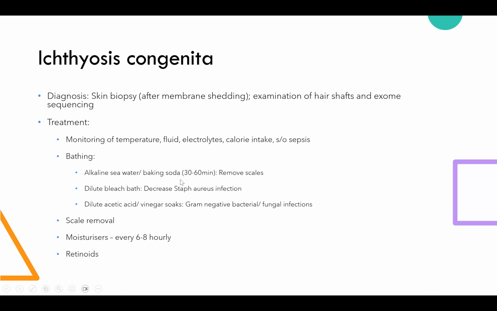Bathing practices that should be advised include salt water bathing, like adding baking soda to the bathing water. It will aid in scale removal. And dilute bleach bath, adding bleach powder to the bathing, decreases the Staphylococcus aureus colonization. And dilute vinegar, acetic acid or vinegar soaps will decrease the gram-negative bacteria and fungal infections. Scale removal should be advised. Moisturizer should be applied every 6 to 8 hourly. And retinoids, either topical or systemic, are the basis of management of ichthyosis congenita.